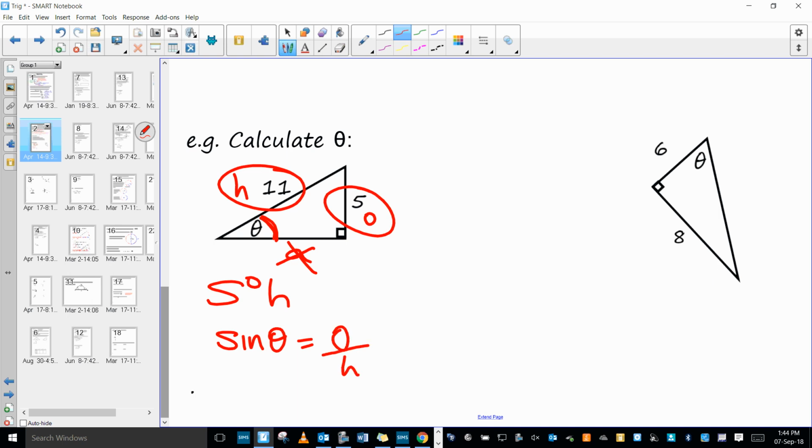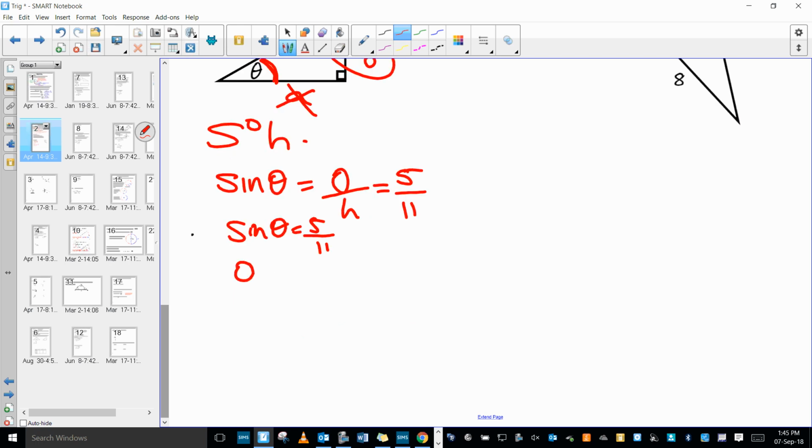Now, if you know some other amazing fancy way of doing this, if you don't need to write SOH in this way, do whatever you're doing as long as you're getting the right answer, okay? So my values for O in this question are 5 and 11. So I can now substitute those in. And so I have a statement that says sine theta equals 5 over 11. Remember, we're trying to find theta.